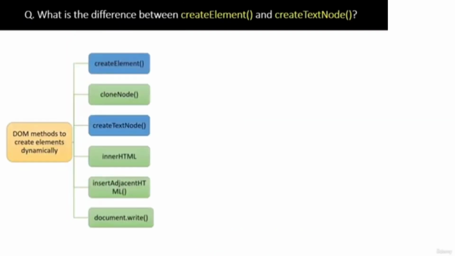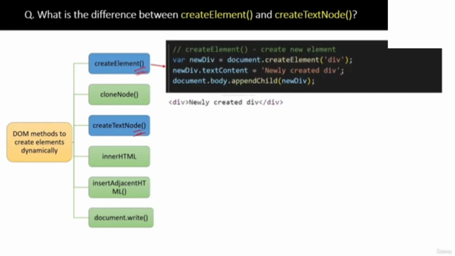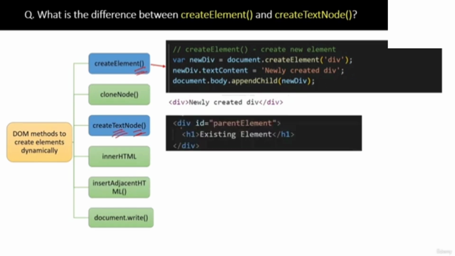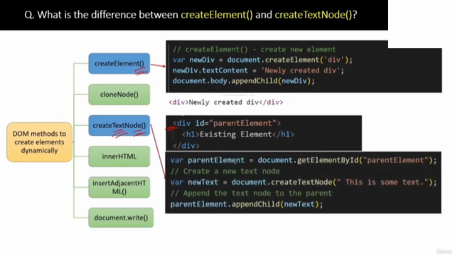What is the difference between createElement and createTextNode in JavaScript? Here are the two methods that help in creating the elements in HTML. First, we already know the createElement method, which is used to create a fresh new element in the DOM, right? The second is the createTextNode method. For that, we need one existing parent element first, then we will get the reference of the parent element, and also we will use the createTextNode method to create a text node.